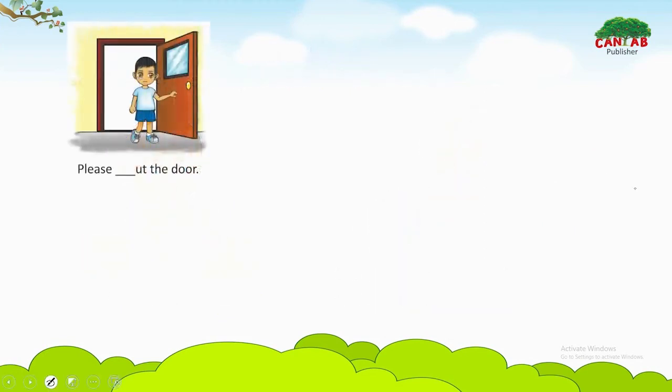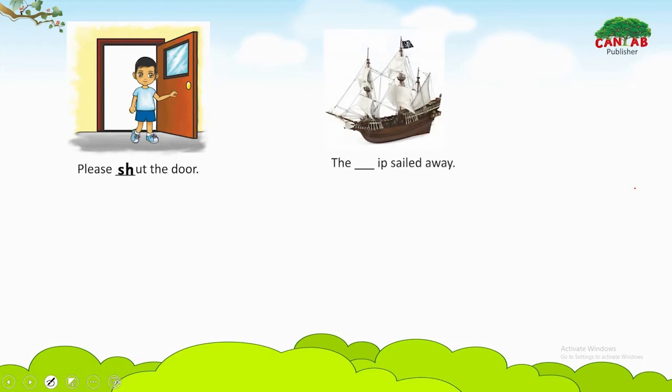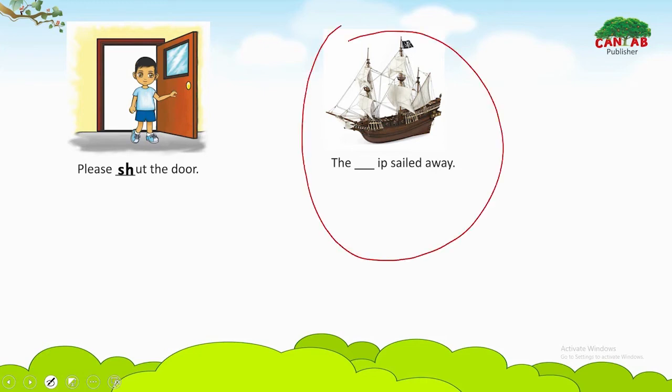The next one is: please dash the door. So give me answers. This is your turn. Yes. Please shut the door. Shut is not a word in English, so that is why shut the door is the right answer. So the digraph sh will be used. The next one is: the dash ip sailed away. What is it? Yes. So digraph sh will be used because this is a ship.